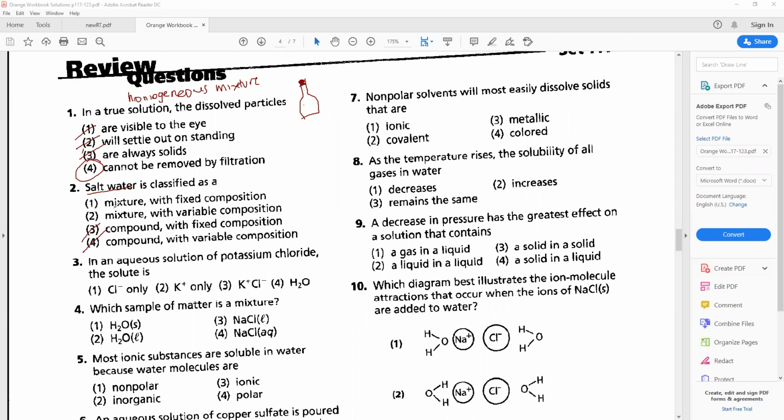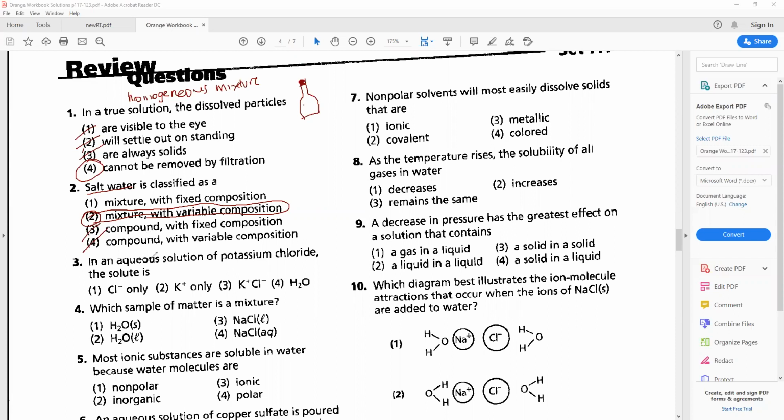And because it's a mixture, you need to remember that a mixture is combined in a variable composition. What does that mean? I can have 1 tablespoon of salt, 2 tablespoons of salt. It doesn't really matter. It's still going to be a mixture of salt water, and it's always going to have a variable composition. The compound is with fixed composition. The mixture, the composition varies.